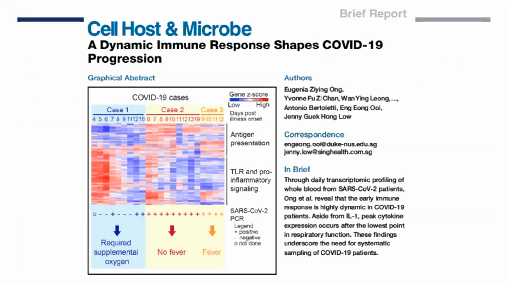So this includes one severe case, case 1 over here in blue, as well as 2 mild cases, case 2 and 3. And the main takeaway from my talk today, if you don't remember anything else, is that the early immune response to COVID-19 is very dynamic. Through daily transcriptomic profiling, we were able to showcase dynamic nuances in the immune response, which you would otherwise not have captured without the intensive sampling.